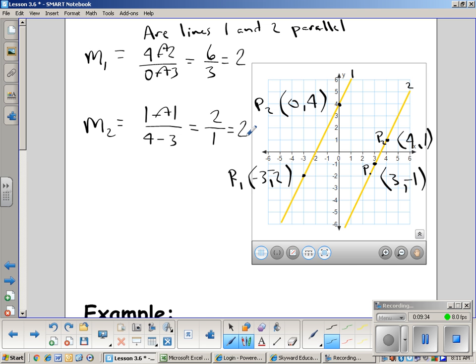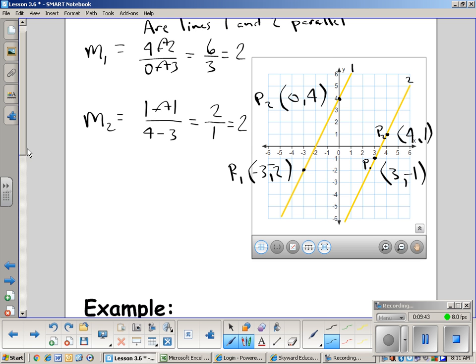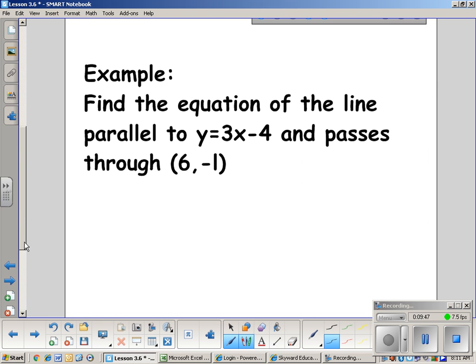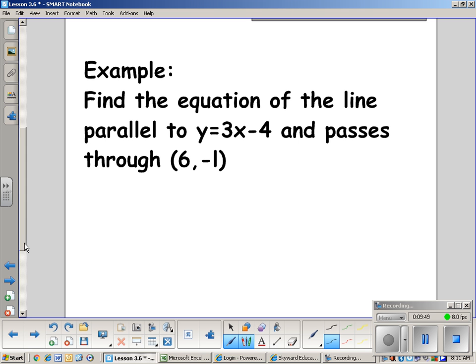Any questions on that? I have an example here I want you to try in just a second. Ready? Anybody not ready? Find the equation of the line. I guess I won't turn you loose on this altogether. This is quite a bit more involved than what we just did. Find the equation of the line parallel to this line and passes through the point 6, -1.